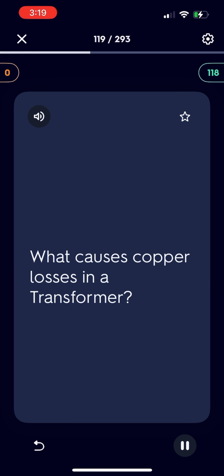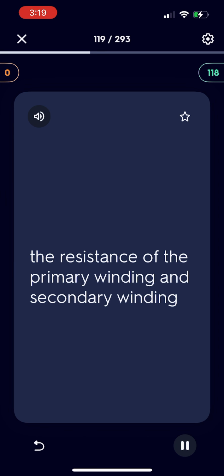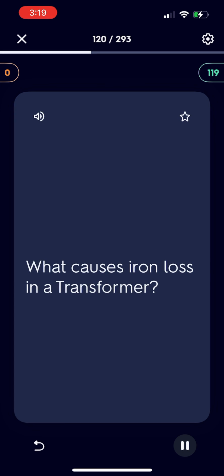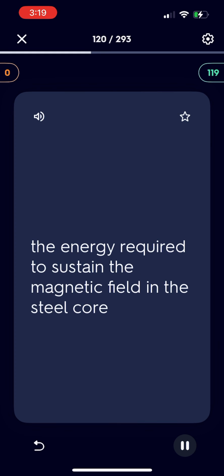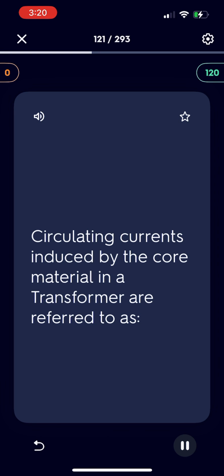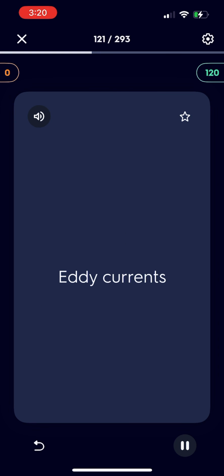What causes copper losses in a transformer? The resistance of the primary winding and secondary winding. What causes iron loss in a transformer? The energy required to sustain the magnetic field in the steel core. Circulating currents induced by the core material in a transformer are referred to as eddy currents.